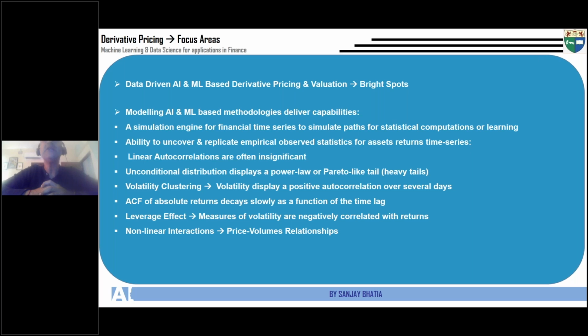The first thing is that it allows you to build an exhaustive simulation engine for all financial time series, which allows you to simulate paths for statistical computation and learning. Now you would say, wasn't it the case for Monte Carlo simulation? Yes, it was also the case for Monte Carlo simulation, but the new thing which machine learning, AI and ML brought is that you could achieve multi-asset pricing by using the same simulation engine.